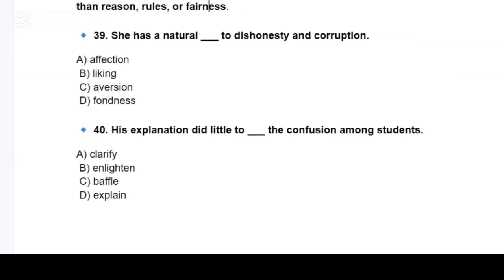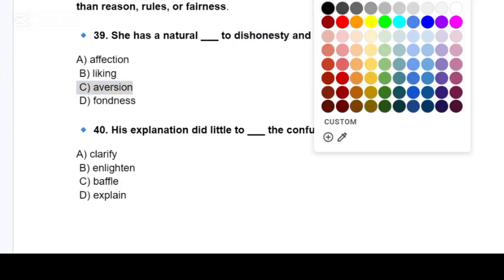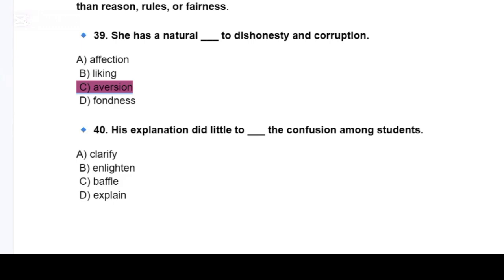Next is she has a natural dash to dishonesty or corruption. So what kind of inclination does she have against dishonesty and corruption? She has a natural affection, no. Liking, no. Aversion, fondness, no. So aversion is correct here. Aversion means hatred or dislike.